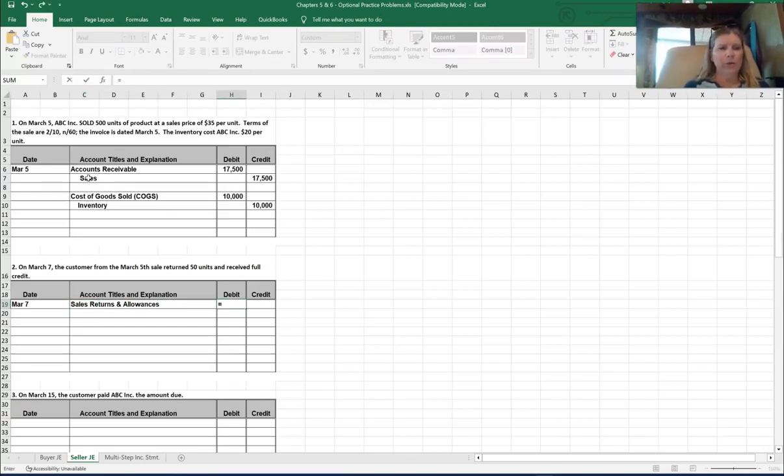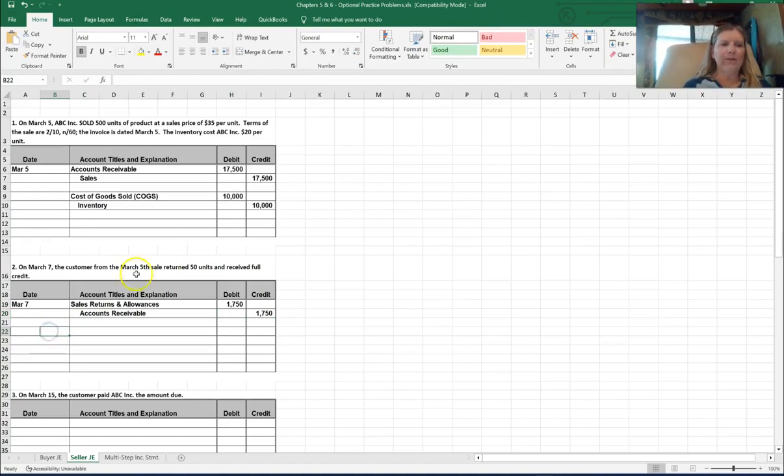So in order to calculate the amount, it's the 50 units they returned times the original sales price. We're giving them full credit of what they purchased from us. So not the $20 it cost us, but the $35 we sold it to them for. And we're also going to reduce that accounts receivable, right? They're no longer going to owe us this full $17,500. We're giving them a credit of $17,050. So accounts receivable is an asset. In order to decrease that, we have to credit it.